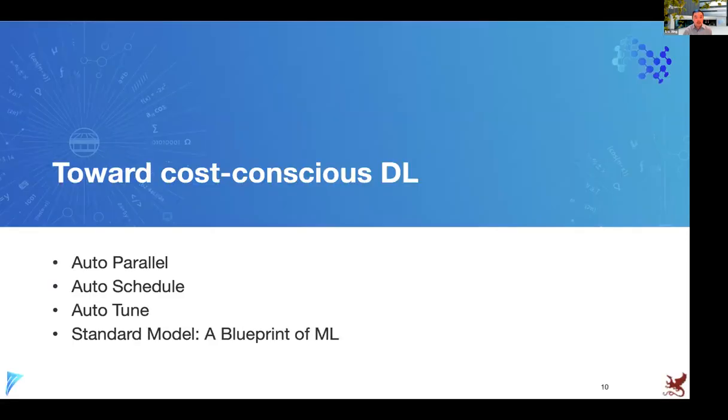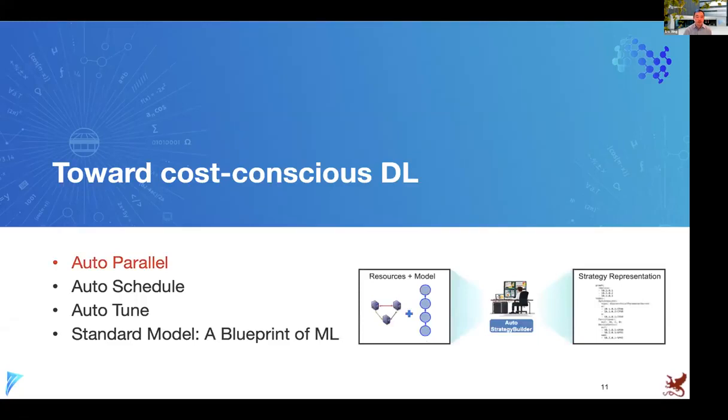So toward this cost-conscious deep learning, I'm going to talk about a few ideas that could lead us to think about plausible solutions. These ideas include how to automatically parallelize machine learning training and inference, how to automatically schedule training tasks, how to tune big or small models, and also what the mathematical foundations behind all this are. So let me begin with auto-parallelization.